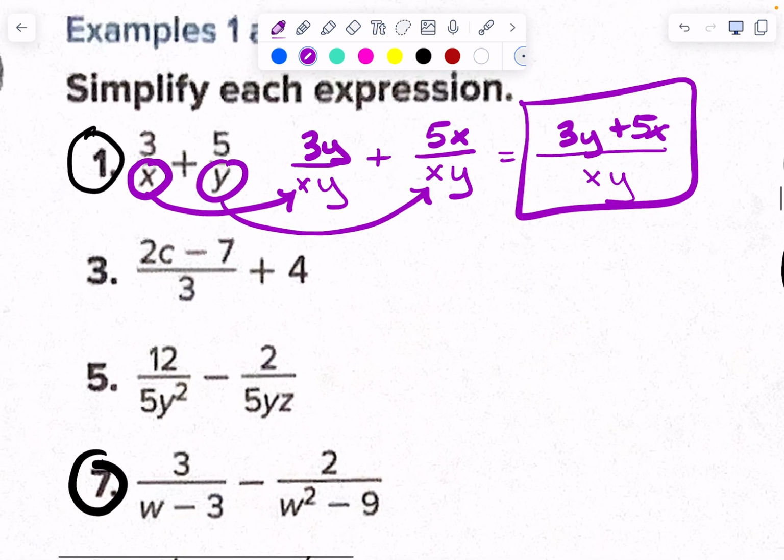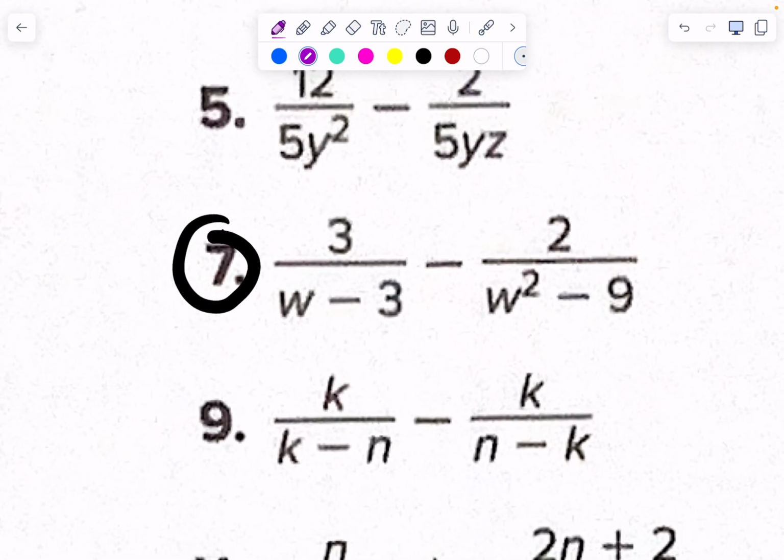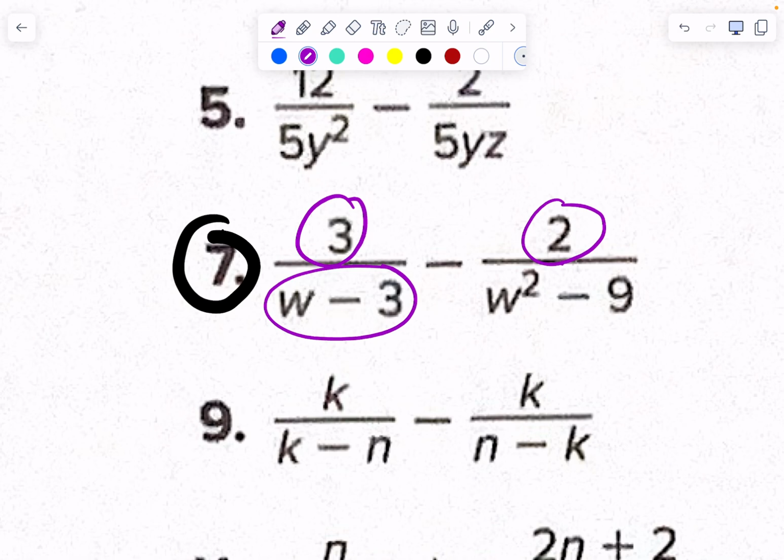Okay? Now, that was not trapped stuff. Those were like X's and Y's just free floating around everywhere. Number 7 is all trapped things, which means we have to break stuff down. So I look at each piece. 3 cannot be broken down. 2 cannot be broken down. W minus 3 cannot be broken down, but W squared minus 9 can?